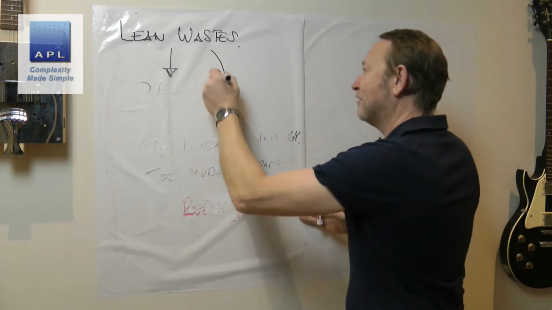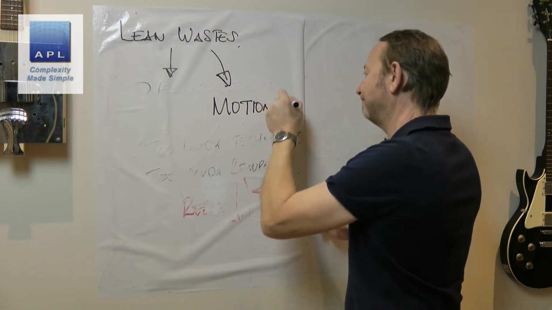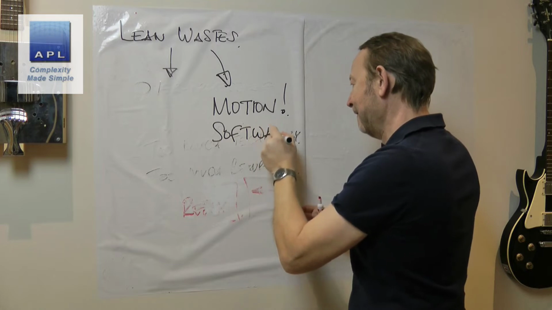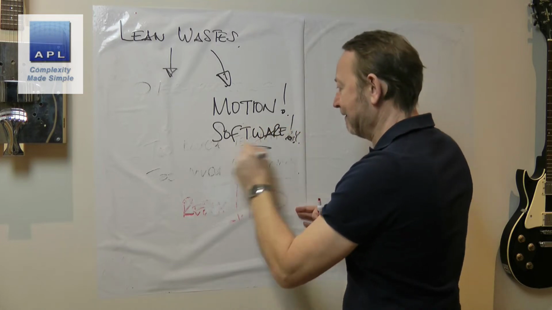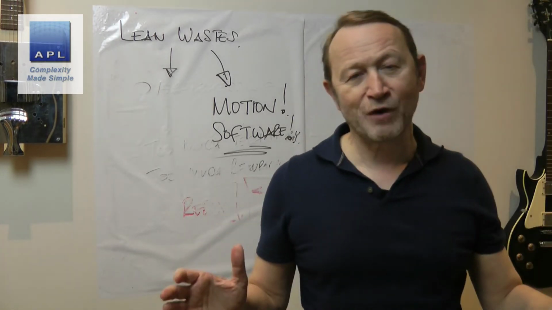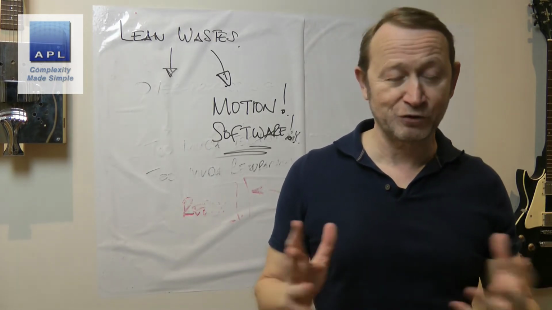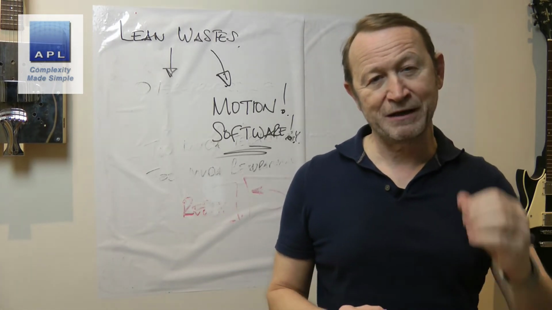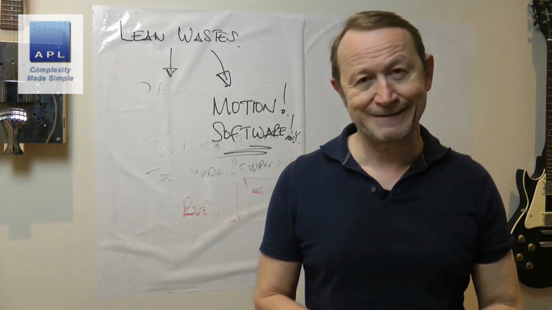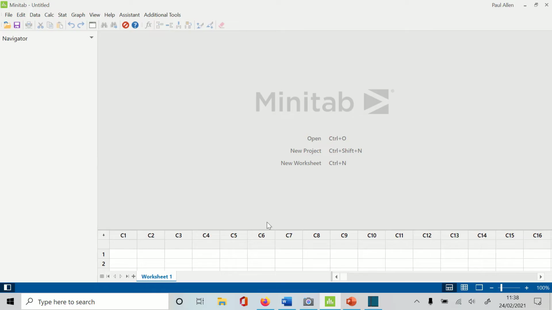Now then, the lean waste we are going to look at is motion in particular. Motion in software. Why do software designers do this? So here we go. We're going to go to a piece of software that I use a lot. It's called Minitab, and I'm just going to give you an example of all the motion that they design into this thing. All right, so let's go to the computer and take a look.